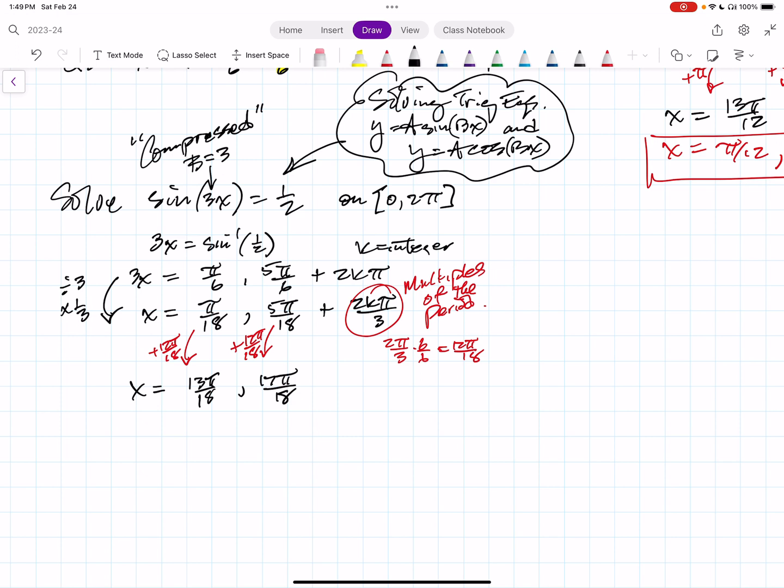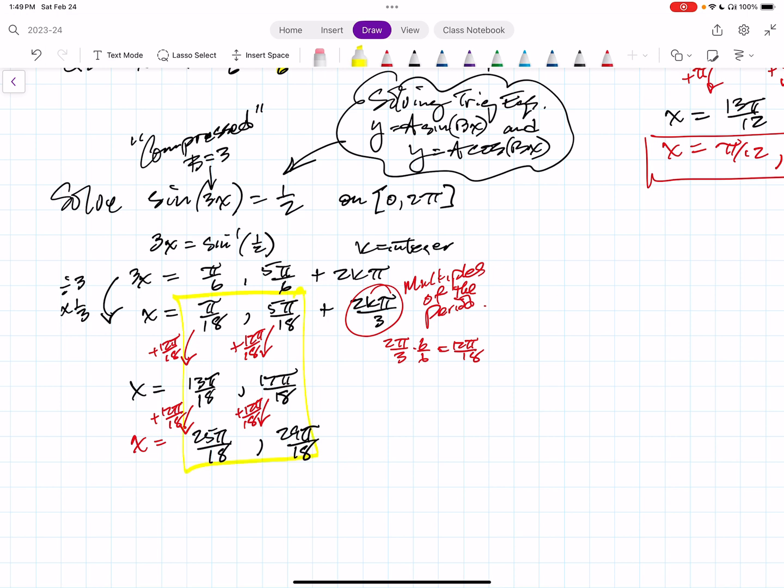But then again, I got to add another period, right? And I keep on doing that until I'm out of the domain of 0 to 2 pi. So I do it again. So let's see, what do I get? 12 and 13 is 25, so 25 pi/18. Again, I'm adding the period right here, and the period, as I said earlier, is 12 pi/18. And again, I add it here, 12 pi/18. Do this in your head. Just add 12 to the numerator, all right? And 12 and 17 is 29. So I get 29 pi/18. So I get 6 solutions here. Look at this, 6 solutions.